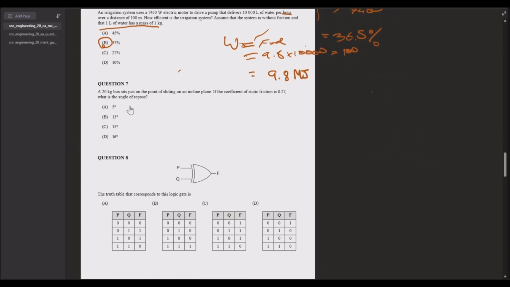Question 7. Let's draw a picture for this one since there isn't one already. 20 kilogram box. We're looking for the angle here. So, the coefficient of static friction is 0.27. It's the angle of repose.